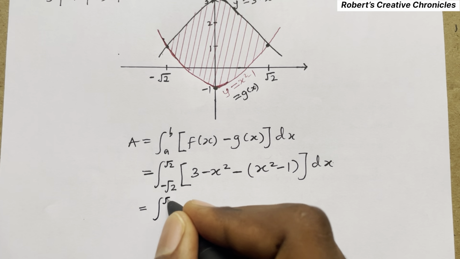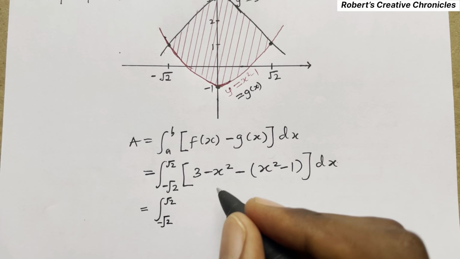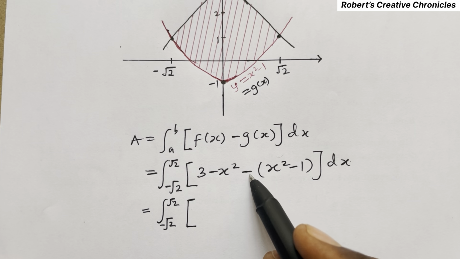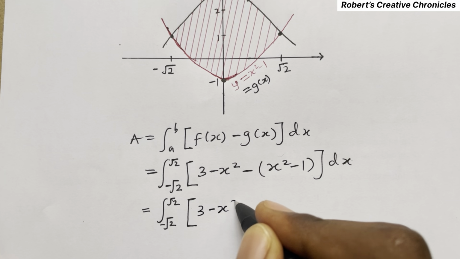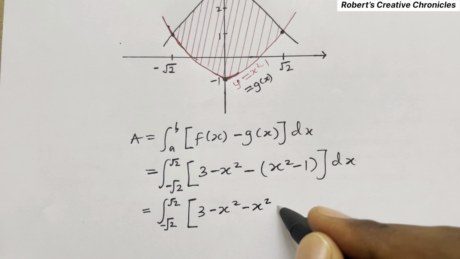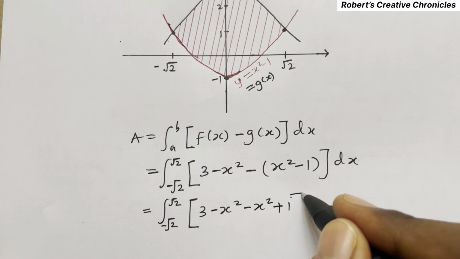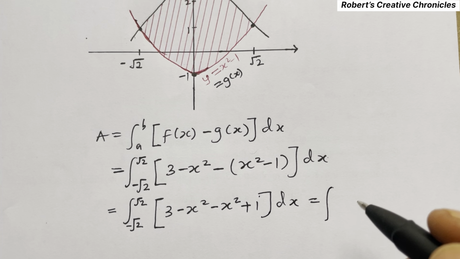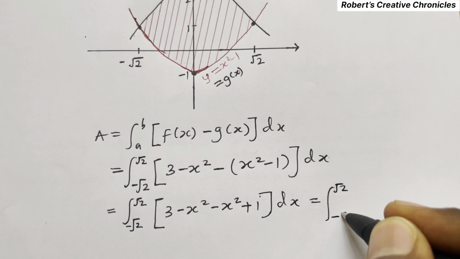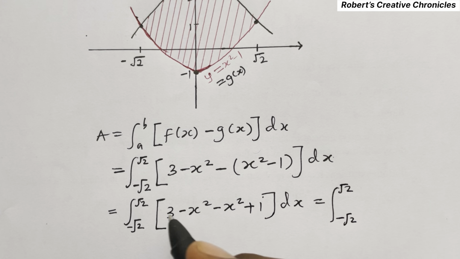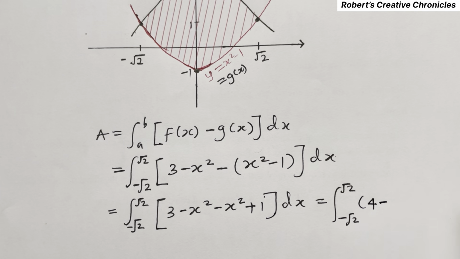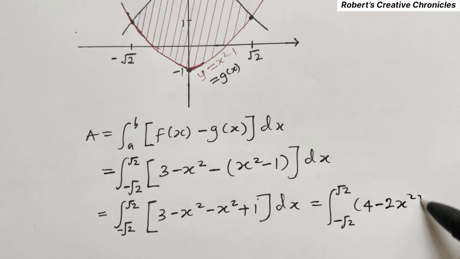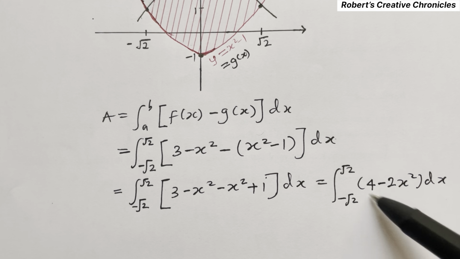So this becomes root 2 to negative root 2. Then this becomes what? This is 3 minus, let me open the bracket, 3 minus x squared minus x squared plus 1, dx. Root 2 to negative root 2. This becomes what? This is 4 minus what? 2x squared, dx. So now we have to integrate this.